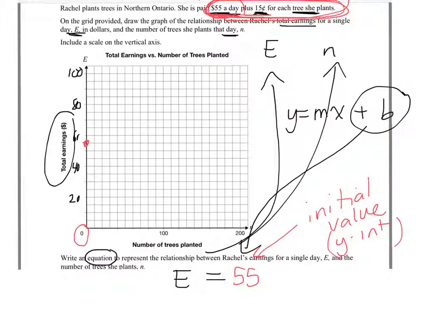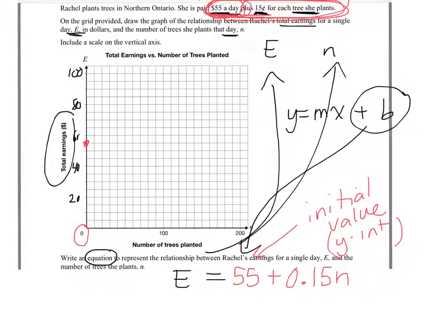What happens every time she plants a tree? 15 cents. She's getting plus 15 cents per tree. How would you show 15 cents as a dollar amount? 0.15 N. If you wrote 15 N, that's incorrect because that means you're multiplying it by $15. It's 15 cents. Okay? So every time we plant a new tree, we get an additional 15 cents. So is my graph going to be increasing or decreasing? It's going to be increasing.